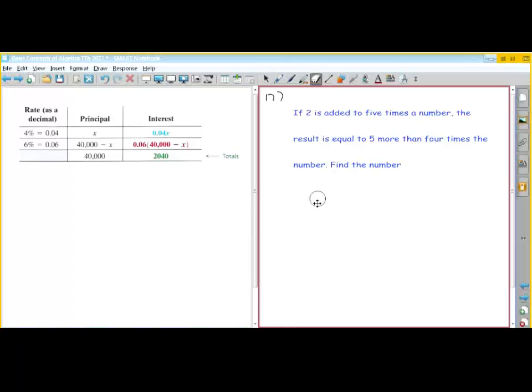So you get 2. The question is, where do you put this? 2 is added to 5 times the number, so I would tend to do 5 times the number, and 2 is added to it. But you could have 2 before, it doesn't matter. The order of addition doesn't matter. The result is equal to 5 more than 4 times the number. So that would be the equation you should get out of that.